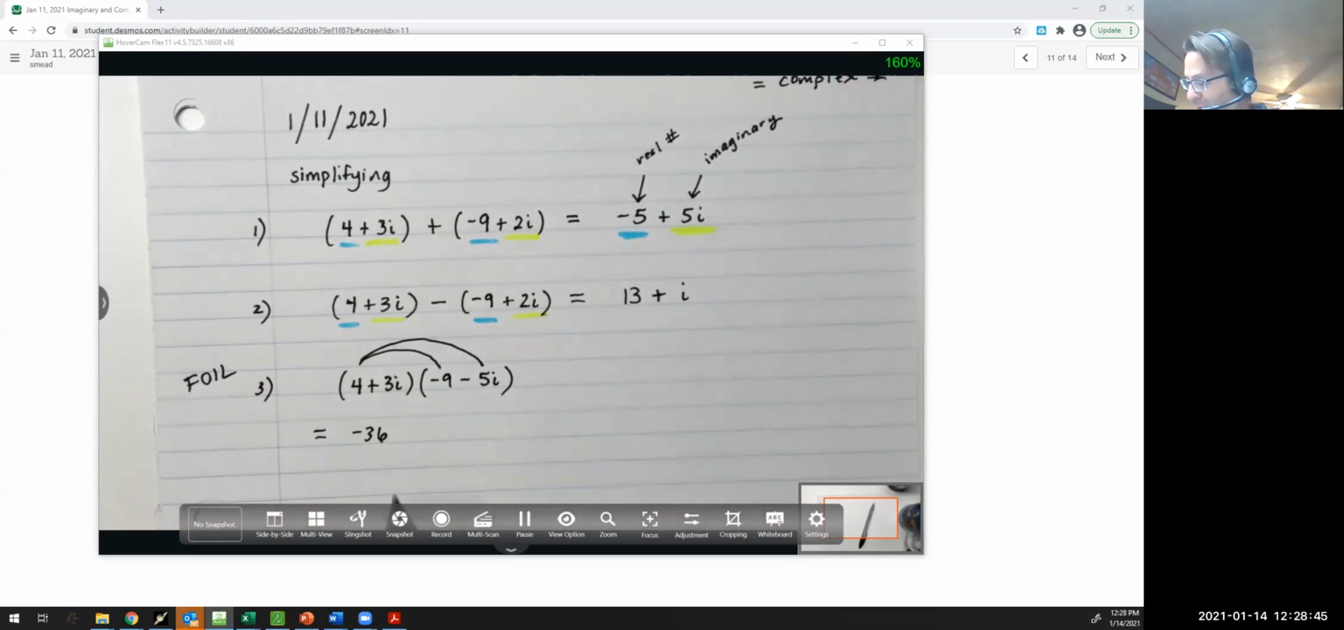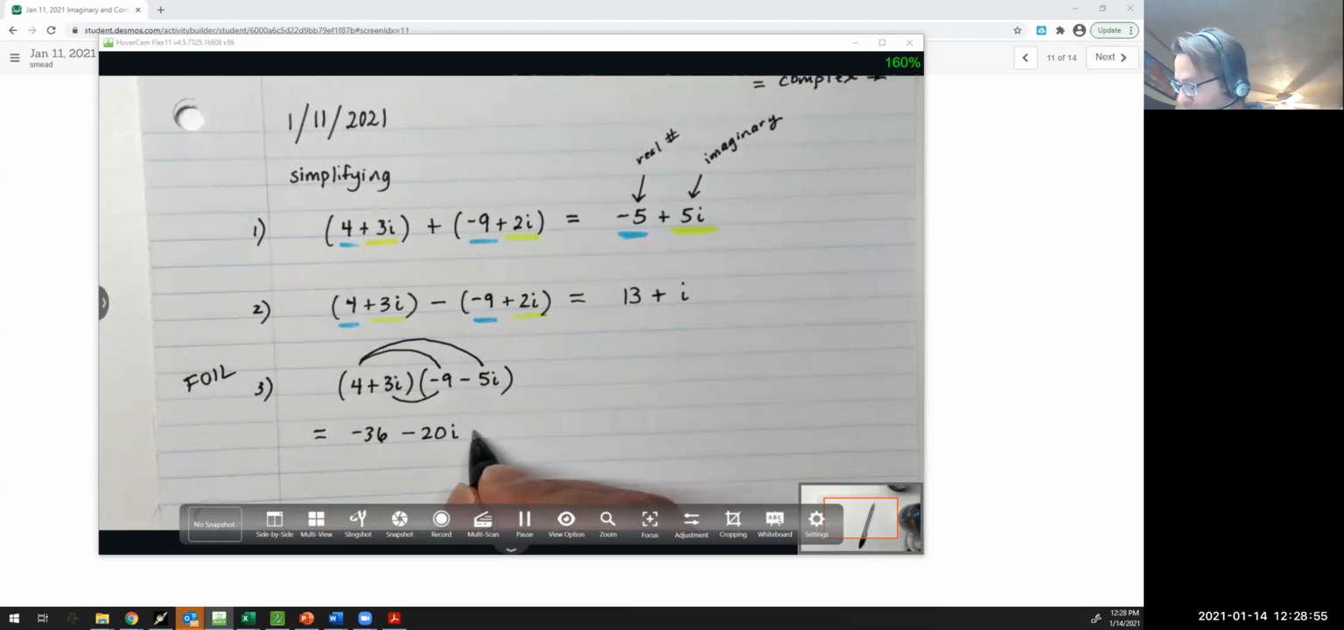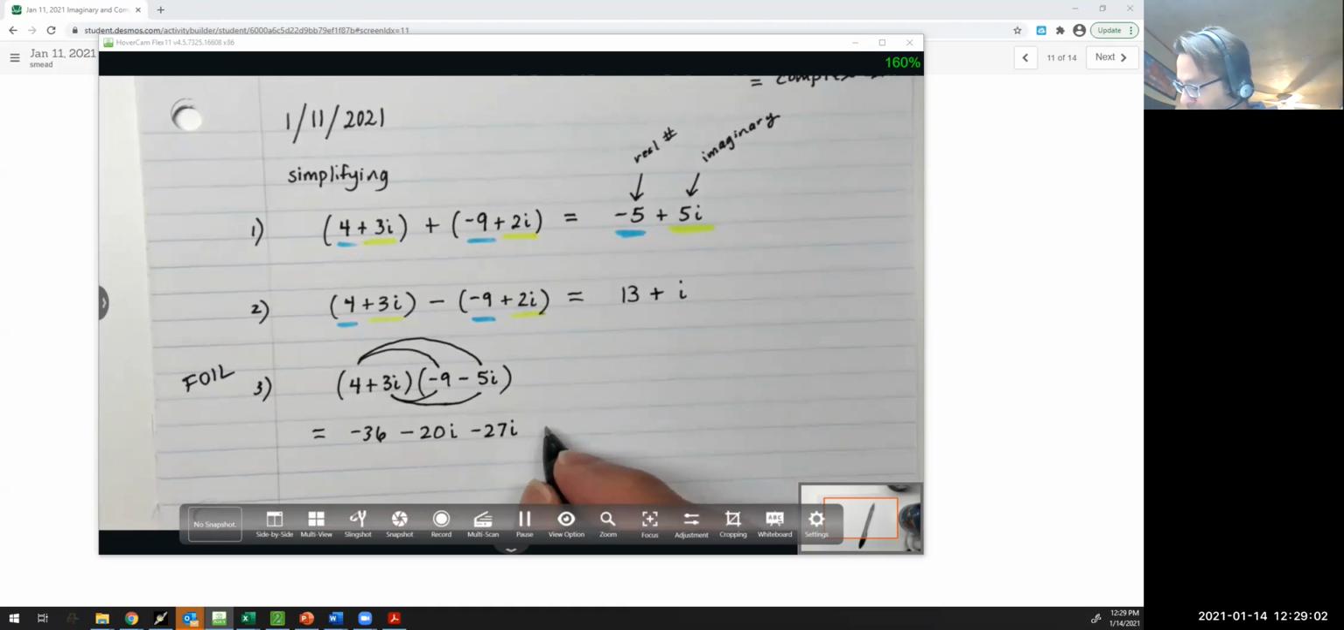4 times negative 5i is negative 20i. Because I remember distinctly Miko saying, wait, how did that happen? Okay, positive 3i times negative 9 is negative 27i. And then positive 3i times negative 5i is negative 15i squared. And then you combine like terms, those two.